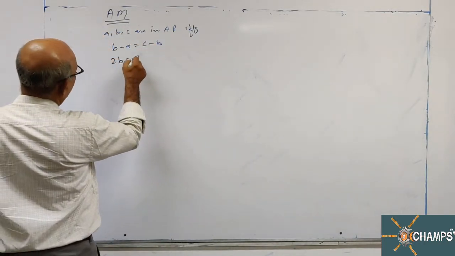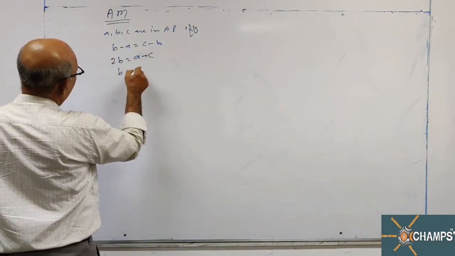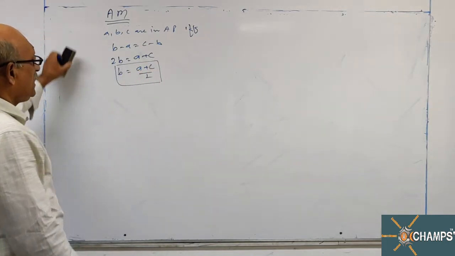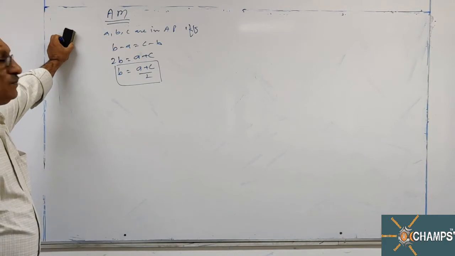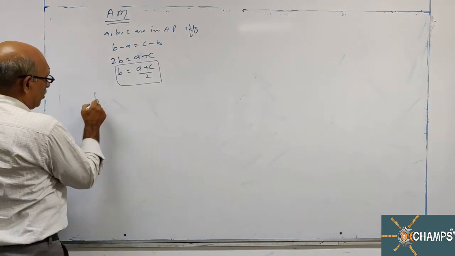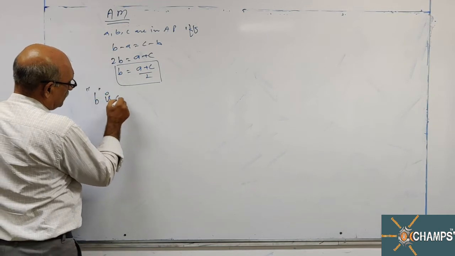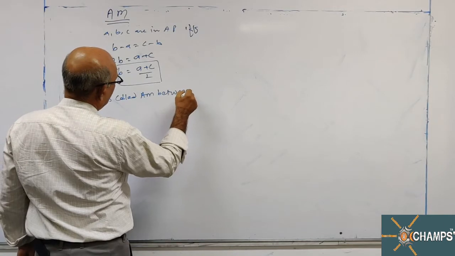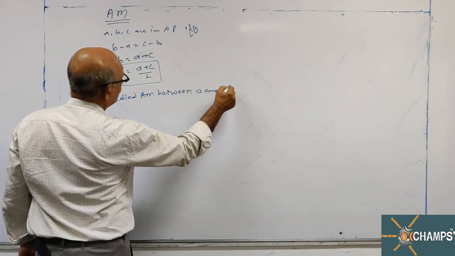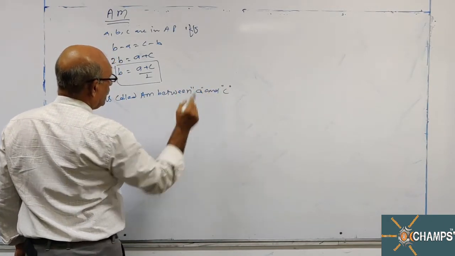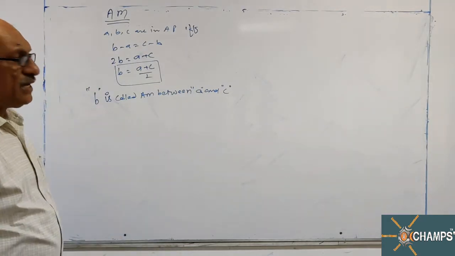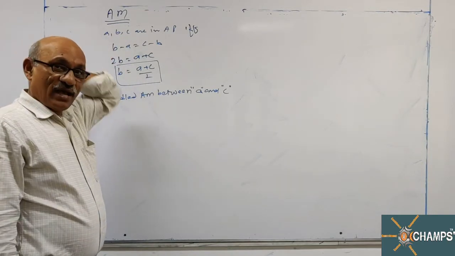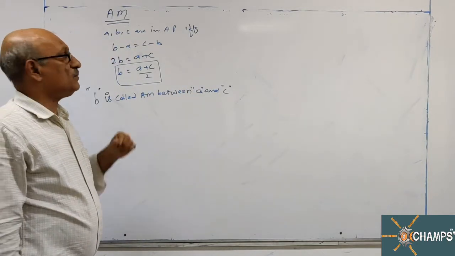So 2B is equal to A plus C. B is equal to A plus C by 2. So B is called the arithmetic mean between A and C. So two numbers are given and its average will give you the mean value.